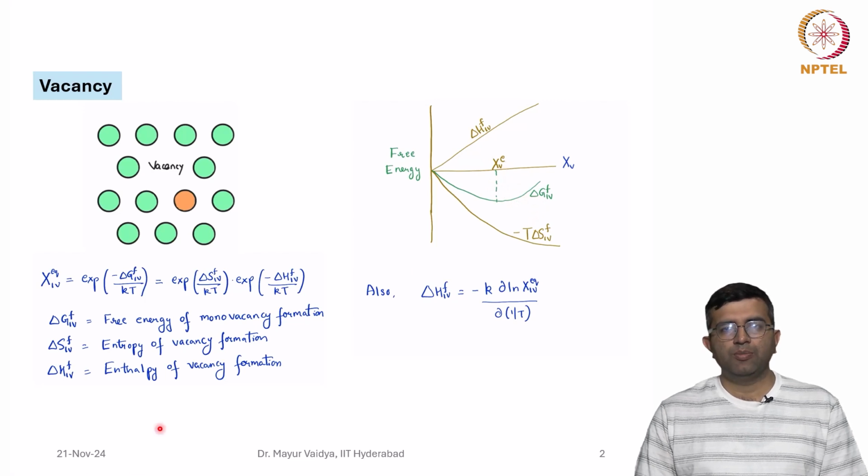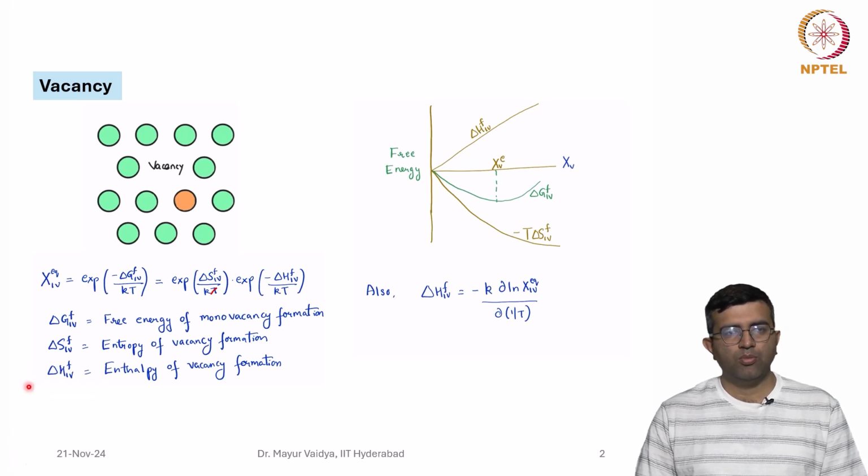Then we also know that the enthalpy of formation can be expressed as minus dou ln xv by dou 1 over T. Just one second, I will remove this. This T should not be there, because you see that delta g is delta h minus T delta s, so the entropy term does not contain the temperature. Therefore when you take the derivative of this with respect to 1 over T, this is what you get as the delta hv.